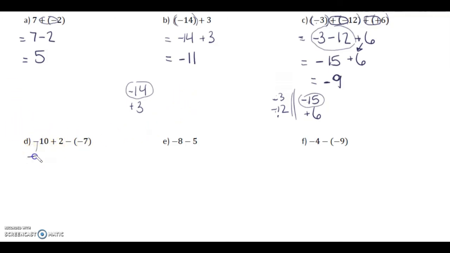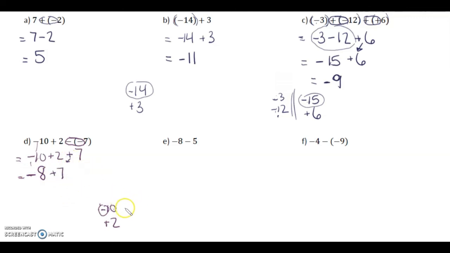Okay, D, we get negative 10 plus 2. And then all we have to simplify is this double negative here. So that turns into a positive 7. The first two numbers are negative 10 and positive 2. Because they have opposite signs, we're going to subtract them. So 10 minus 2 is 8. And we take the negative because the negative is on the bigger number. Okay, bring down the positive 7.